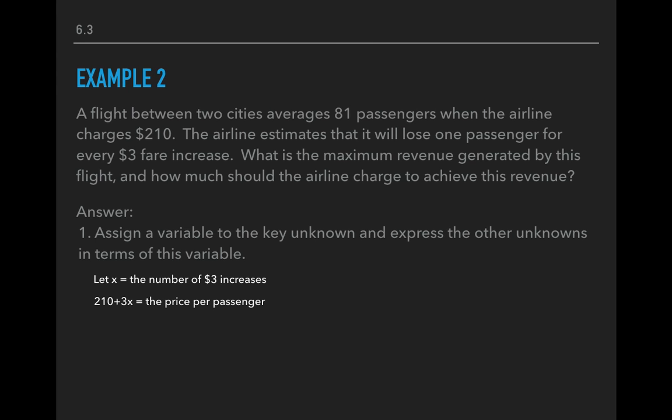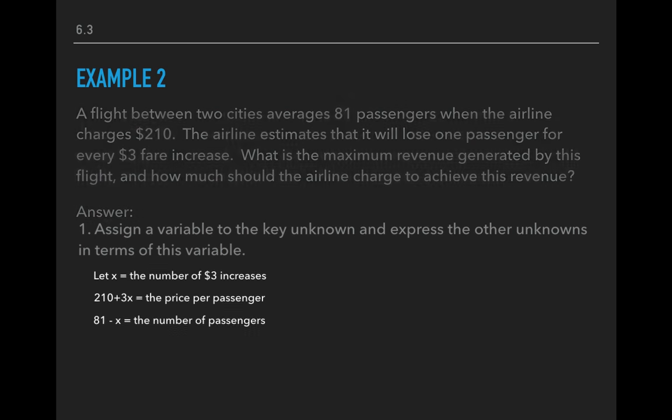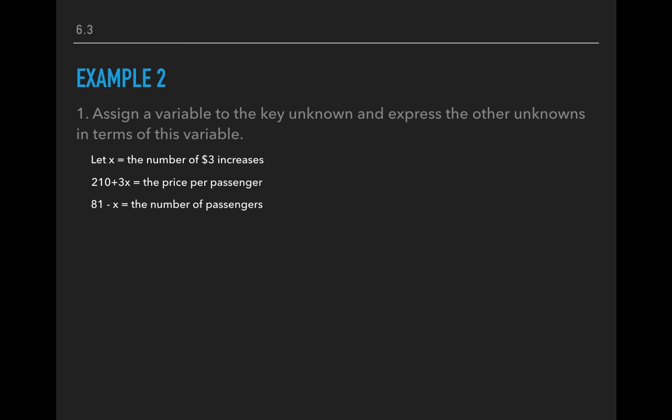So their price per passenger is 210 plus $3 times the number of fare increases. That also means that 81 minus the number of fare increases is going to give you the number of passengers. That fare increase means that they're taking 210 and increasing the cost of the flight. Okay, so those are our functions or expressions that we're going to use.